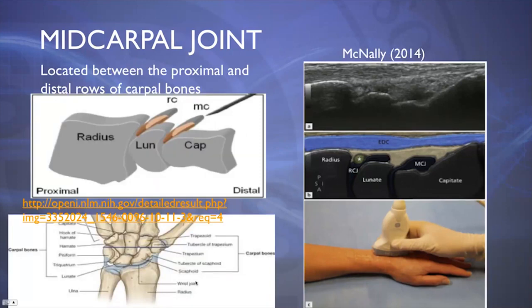Then the mid-carpal joint is located between the proximal and distal rows of the carpal bones. Again, the same image that was on the last slide. This is showing the mid-carpal joint between the lunate and the capitate. This is just a diagram showing you an illustration of the radius, the lunate, and the capitate, and how the radiocarpal joint is in between the lunate and the radius, and the mid-carpal is between the capitate and the lunate. Now, you could move over onto a different area of the carpal bones. This is just showing you one slice of where the radiocarpal and the mid-carpal joint are located.